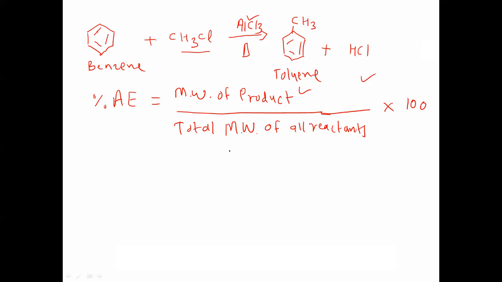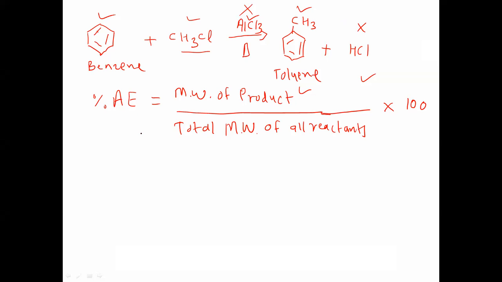All reactants means what? Benzene plus methyl chloride. Benzene is the first one and the second one is methyl chloride, and aluminum chloride should not be considered. It is a catalyst. So this is the important thing you must know while calculating atom economy. We did not consider byproduct also. We considered these two reactants and the final product, the major product, and we did not consider byproduct as well as catalyst.